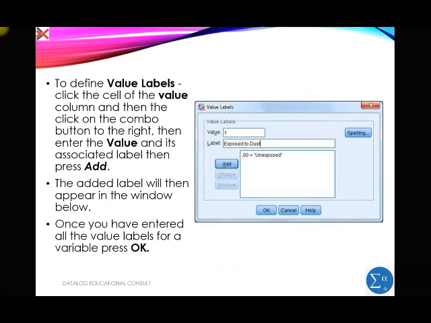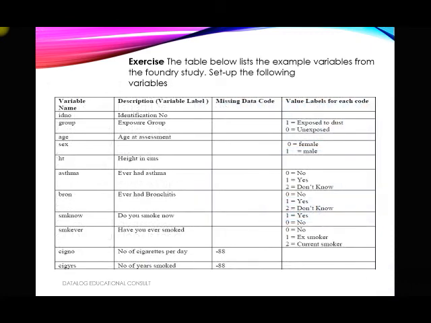And that is defining our variables. We already did that. Now this is the exercise. I want you to enter your own variable names. Here I have ID number, group, age, sex, HT, asthma, bronchitis, smoke now, smoke ever, number of cigarettes, number of years smoked. Then I also want you to set a missing data code, and give values to some of these variables that have values. So do the exercise and come back to the video.